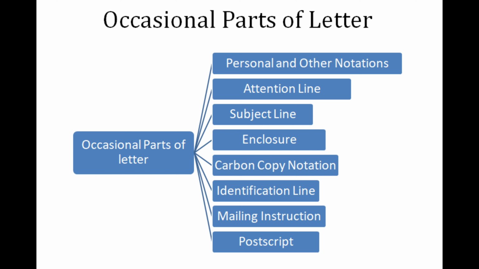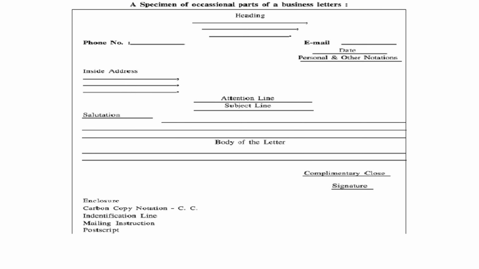There are 8 occasional parts: personal and other notation, attention line, subject line, enclosure, carbon copy notation, identification line, mailing instruction, and postscript. Now focus on all the positions of all the parts. On the top center, we are writing the heading, which is a regular part. On the right hand side, we will write the date, which is a regular part. Just below the date, we will be writing the personal and other notation, which is an occasional part. On the left hand side, we will write the inside address, which is regular part. Then after the inside address, in the center, we will write attention line and then the subject line.